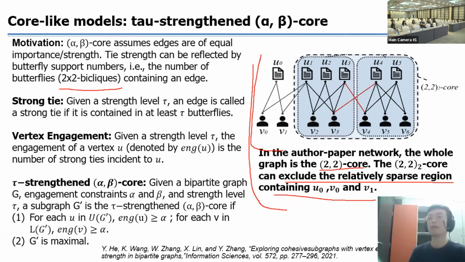By using such concepts, we can define the strong tie as follows: given a strength level tau, an edge is a strong tie if it is contained in at least tau butterflies. And also, we can define the vertex engagement as the number of strong ties of a vertex. So the tau-strengthened alphabetical core can be defined by replacing the degree of the vertex with the engagement of a vertex. For example, in the right figure, the whole graph is a (2,2)-core. By using the tau-strengthened model, we can exclude the relatively sparse region containing 3 vertices U0, V0, and V1.